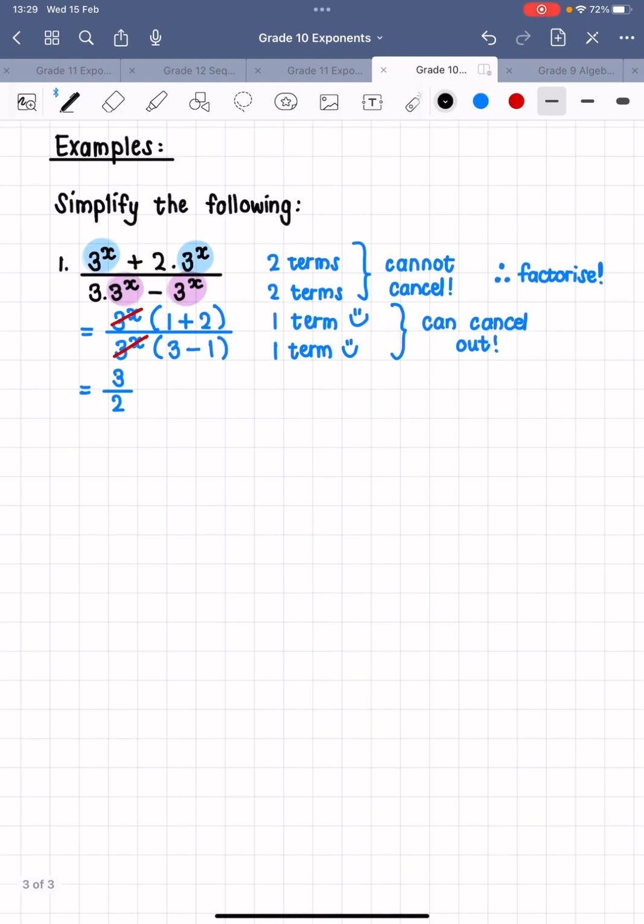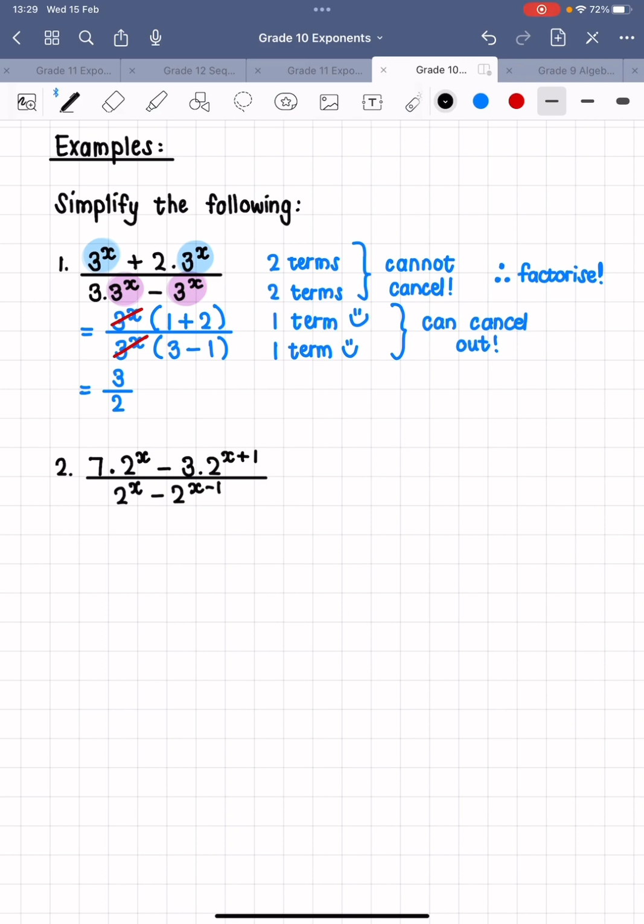Right, we're going to now do an example that is slightly more complicated in the sense that you can't just factorize straight away. So I'm looking at something like this. In my numerator, I'm going to have 7 times 2 to the power of x minus 3 times 2 to the power of x plus 1. And that is then going to be over 2 to the x minus 2 to the power of x minus 1.